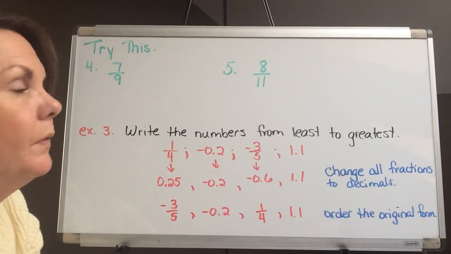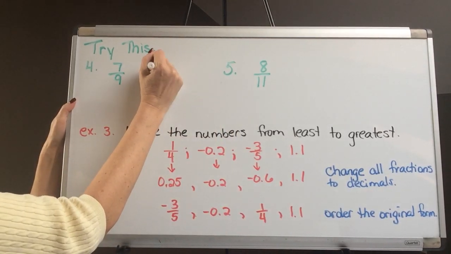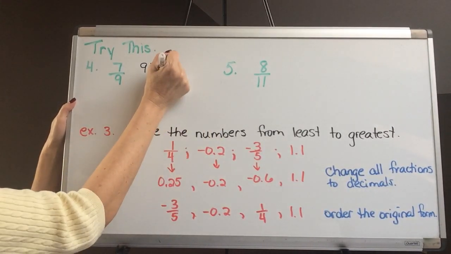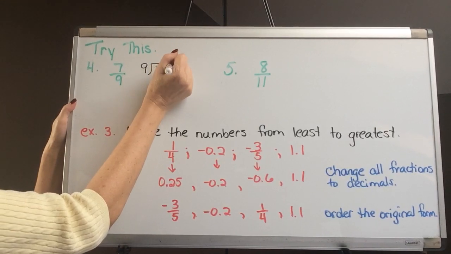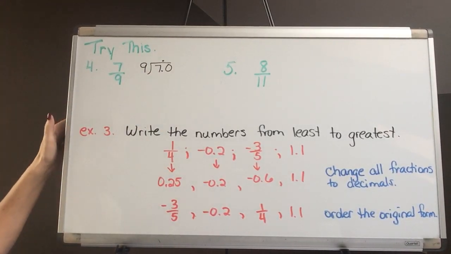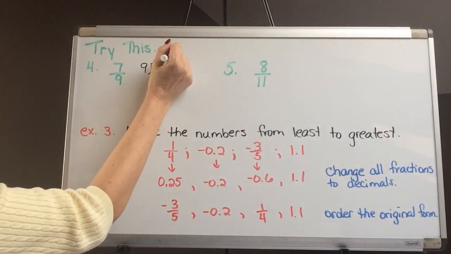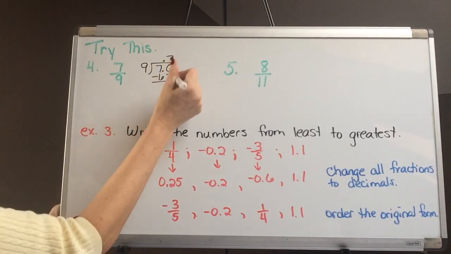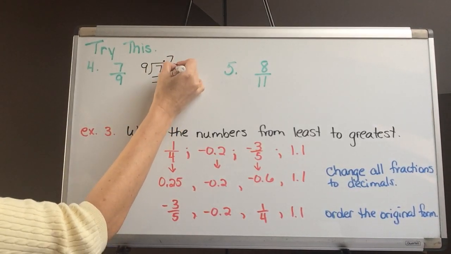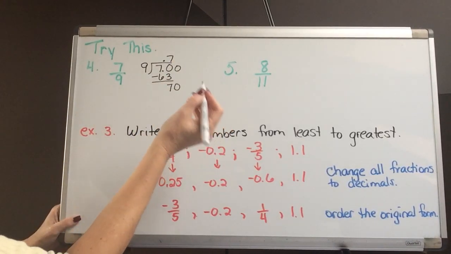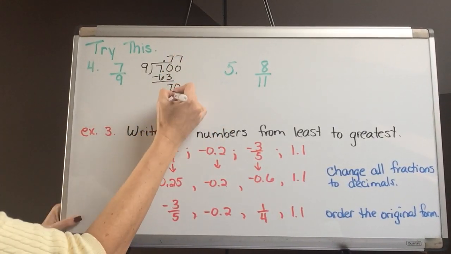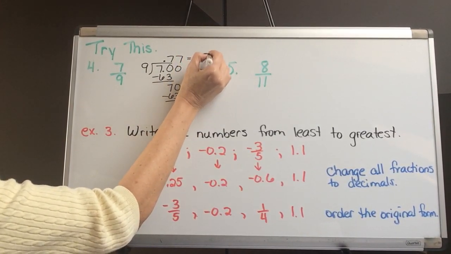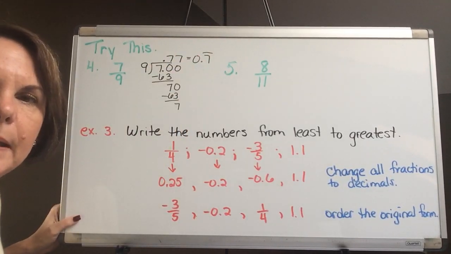So let's try a couple. Remember, it's done the same way. So 7 is being divided by 9. So now what happens here is we add the decimal point, bring it up right away so you don't forget, and now we're going to divide. So 9 into 70 is 7 times. That's 63, and we subtract and we get 7. Add a 0, bring it down, and the whole thing starts all over again. 7, 63, and 7. So no matter how many times you do this, your decimal is 0.7 repeating.